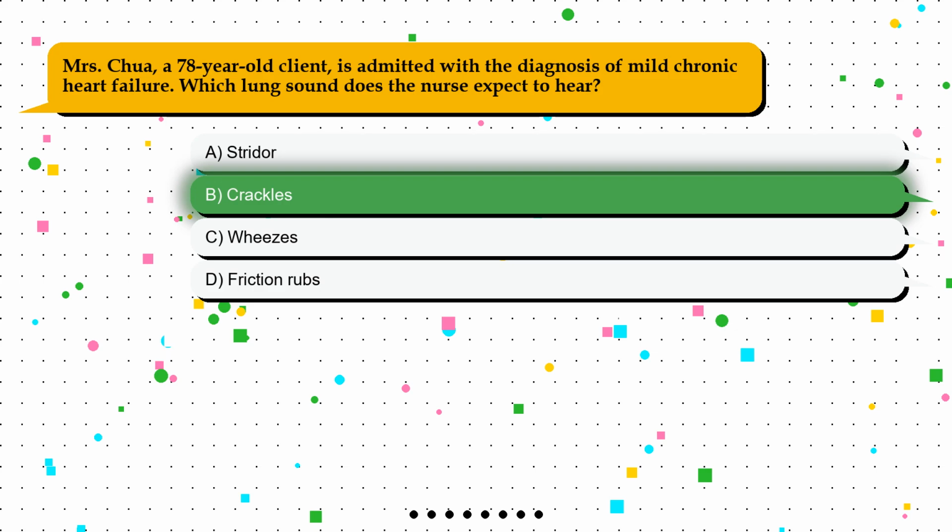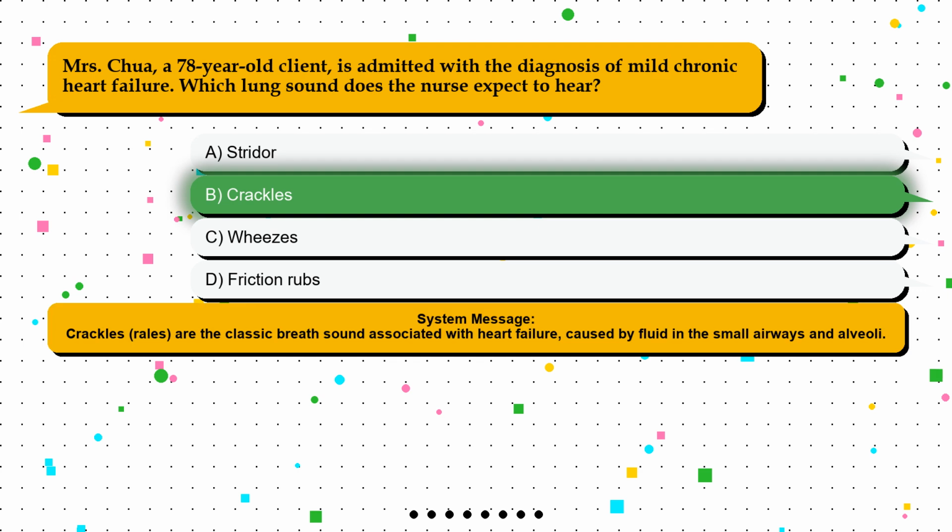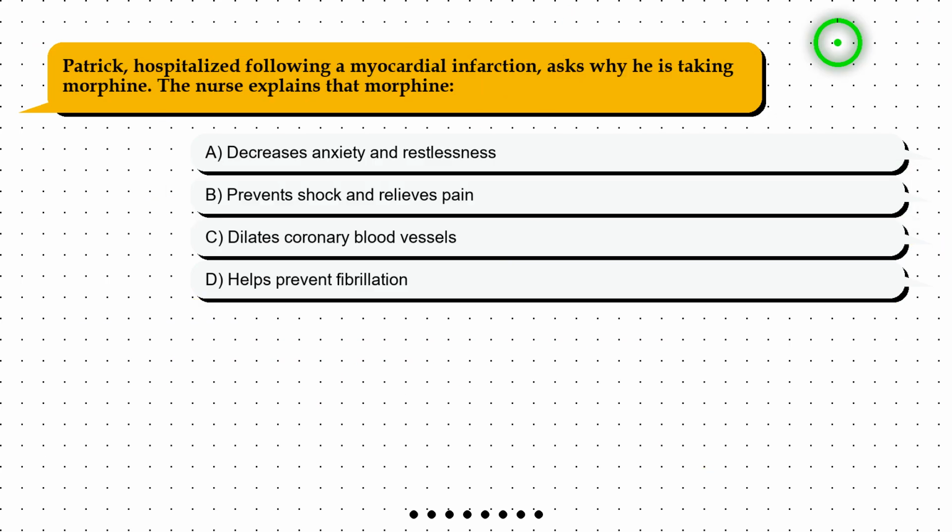The correct answer is option B. Crackles. Crackles, or rales, are the classic breath sound associated with heart failure, caused by fluid in the small airways and alveoli.